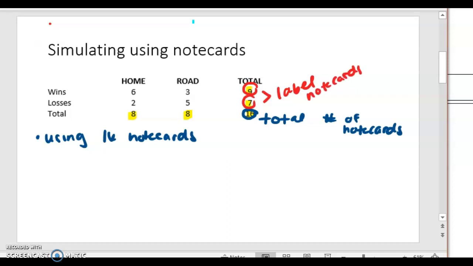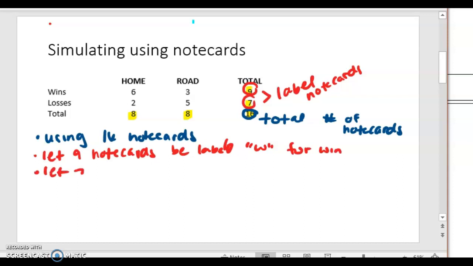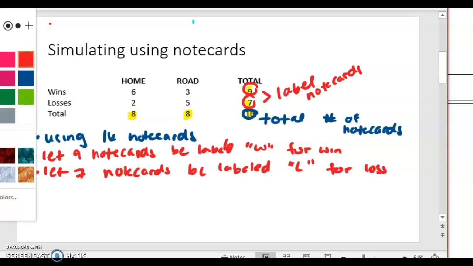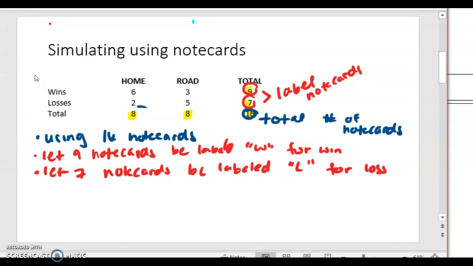That means that I'm going to say let 9 note cards be labeled with a W for win, and let 7 note cards be labeled L for loss. Okay, from there, I'm going to use these bottom totals because those are the amount of games that I want to replicate at home and on the road.